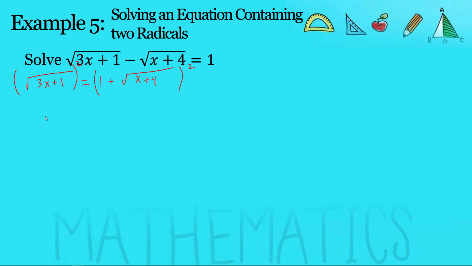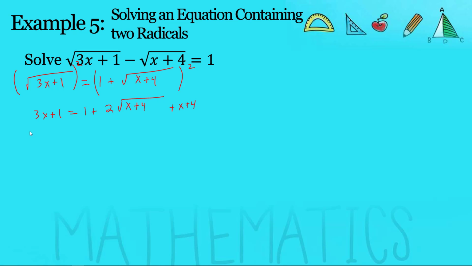radical. I will have 3x plus 1. Now here I need to treat this like the square of a binomial, so this is going to be 1 plus 2 times 1 times the square root of x plus 4 plus the square root of x plus 4 squared, which is just simply x plus 4. Okay, so notice I still have the radical, so I have to do this again. But so what I want to do is I want to rearrange the equation so that this radical is on one side of the equation, and everything else is on the other side.